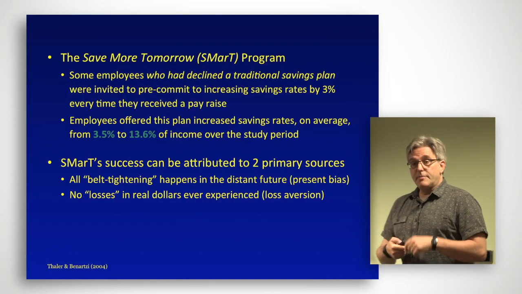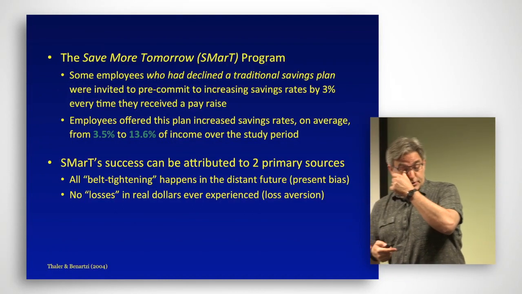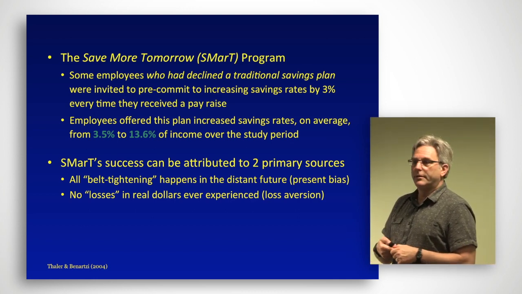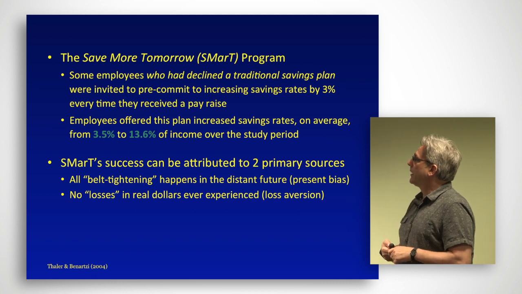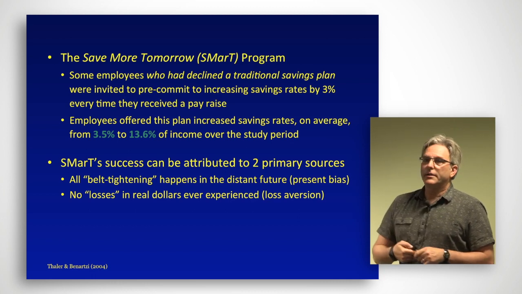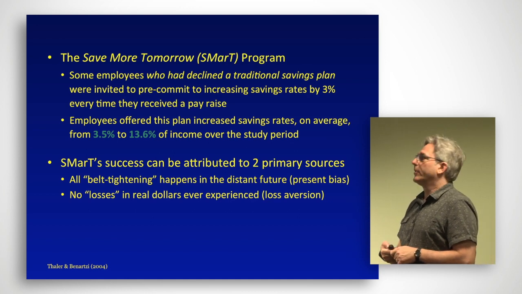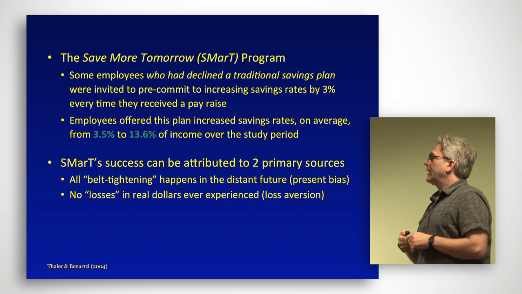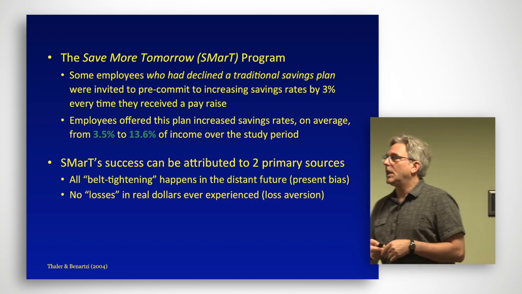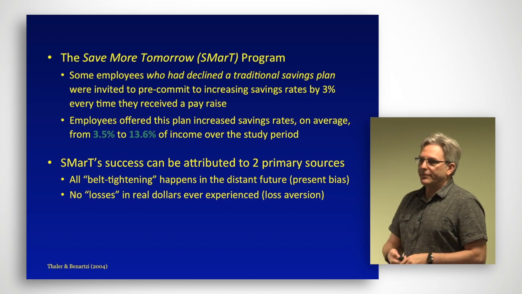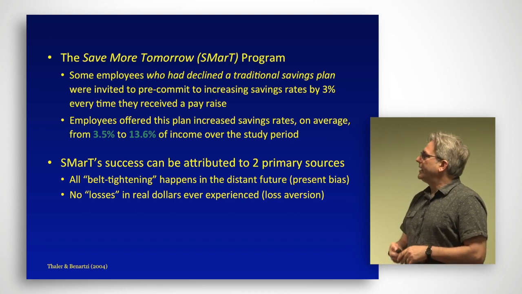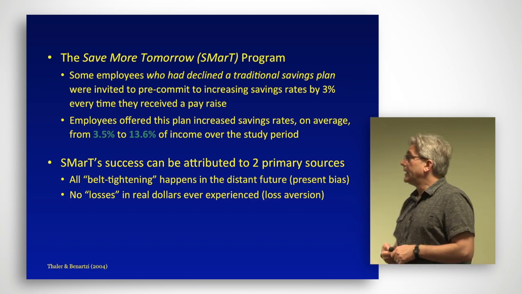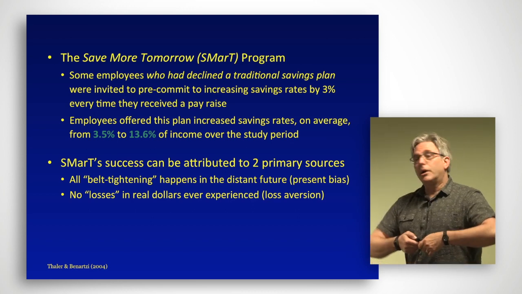So one of the most famous examples of choice architecture that's been done so far has been by my colleagues Shlomo Benartzi and Richard Thaler, who's at the University of Chicago. They introduced years ago something they called the Save More Tomorrow program, or SMART program. What they did was they went into companies and they had some employees who had declined the traditional savings plan for retirement were invited to pre-commit to increasing their savings rates by 3% every time they received a pay raise in the future. And this was remarkably successful.